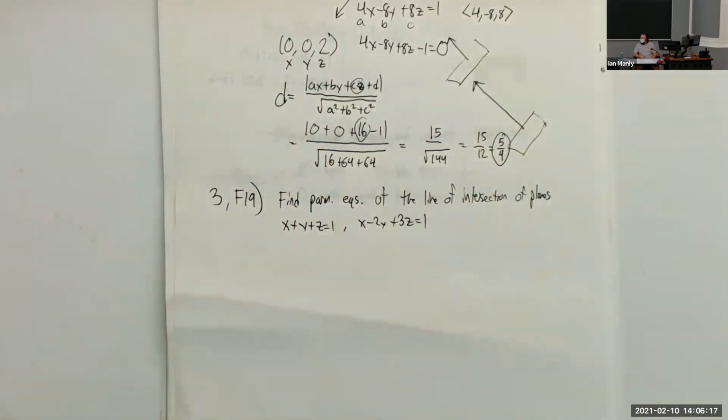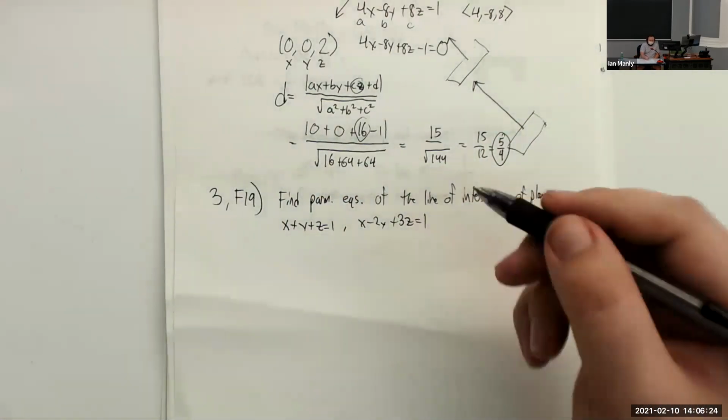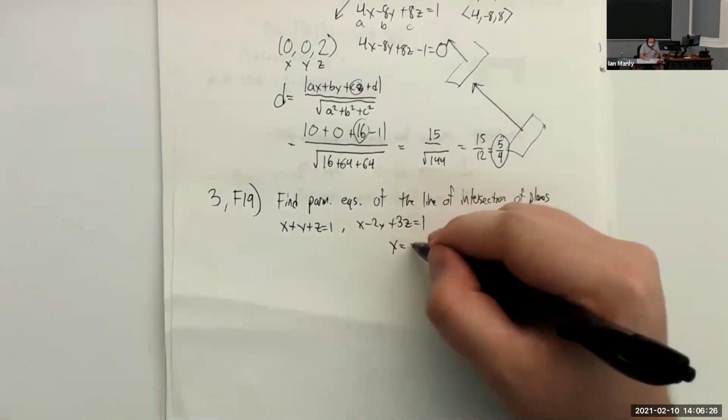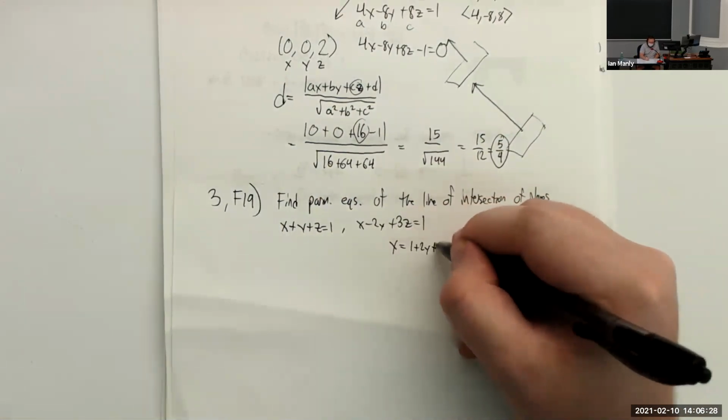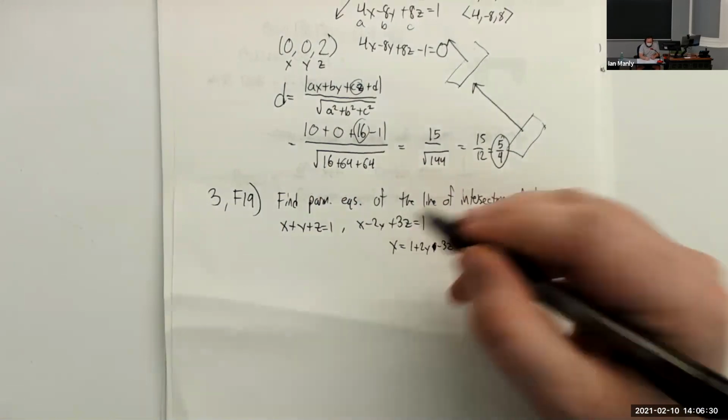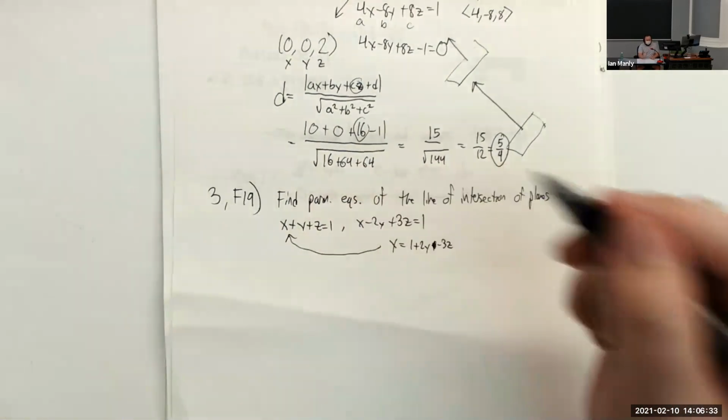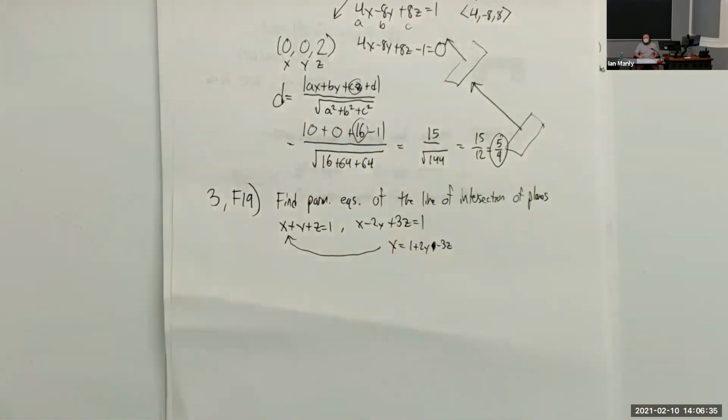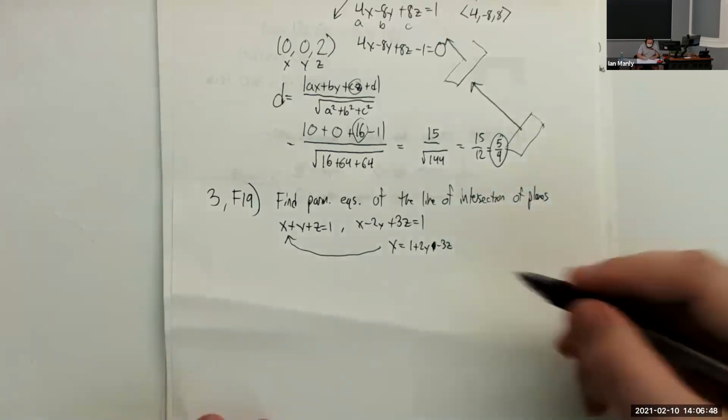All right. So in general, there are 2 ways of doing this. One way is we could solve for one of the variables. Like, for example, we could have x is 1 plus 2y minus 3z, and then substitute that into here, and then solve for one of the other variables. That's one way of finding out what the line of intersection is. The other way is by taking the cross product of the 2 normal vectors for these planes. Now, why would that work?